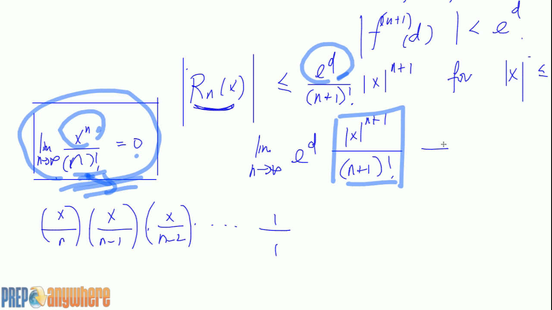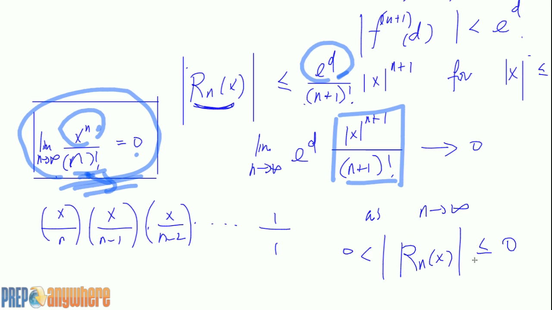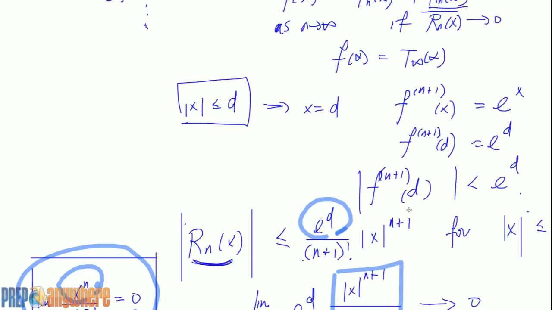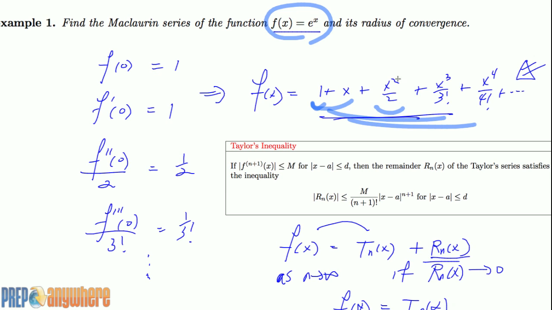So I have this limit approaching 0, meaning as n approaches infinity, we have the remainder R_n(x). Clearly its absolute value is greater than or equal to 0, and we also have it's less than or equal to this bound that goes to 0. So by the squeeze theorem, we've just shown that the remainder function of this Taylor expansion of e to the power of x is approaching 0. So this is the proof that this infinite expansion is equal to e to the power of x.